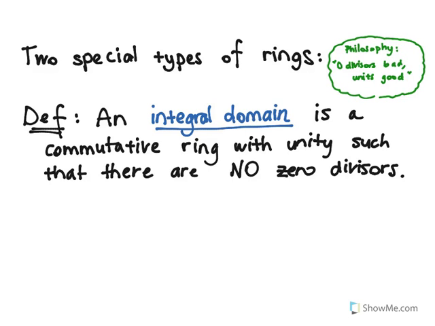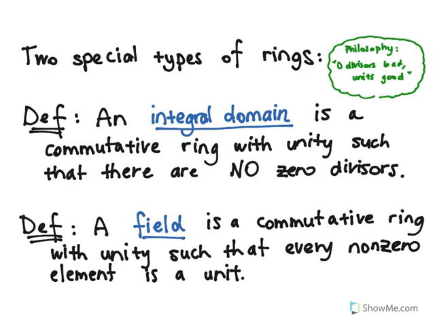So a ring with the fewest possible number of zero divisors is called an integral domain. Namely, an integral domain is defined as a commutative ring with unity such that there are no zero divisors. And then on the flip side, a ring with the largest possible number of units is what's called a field.